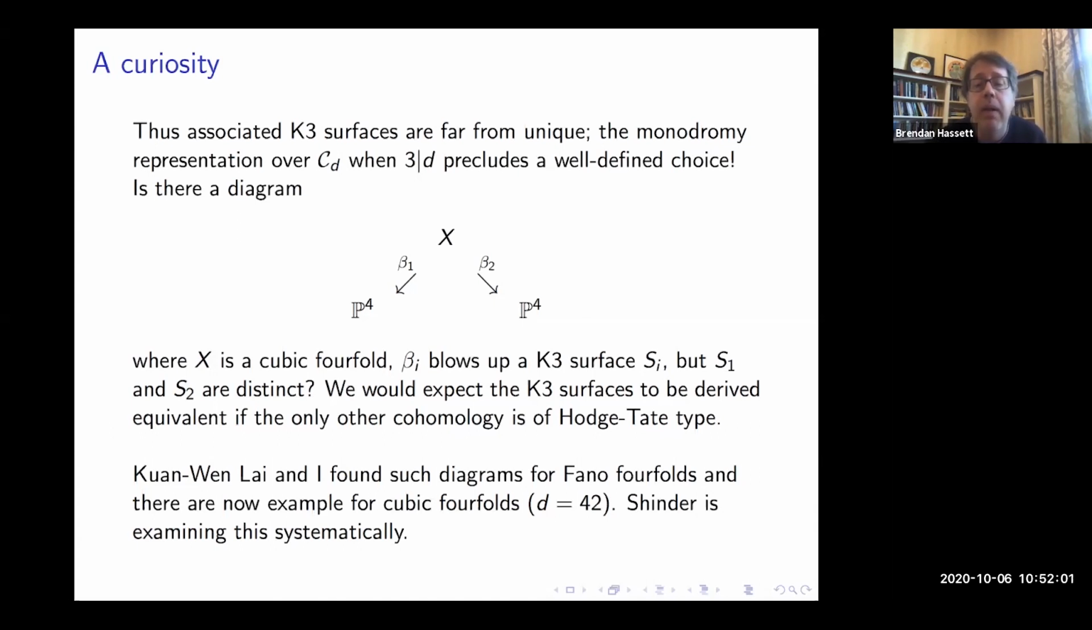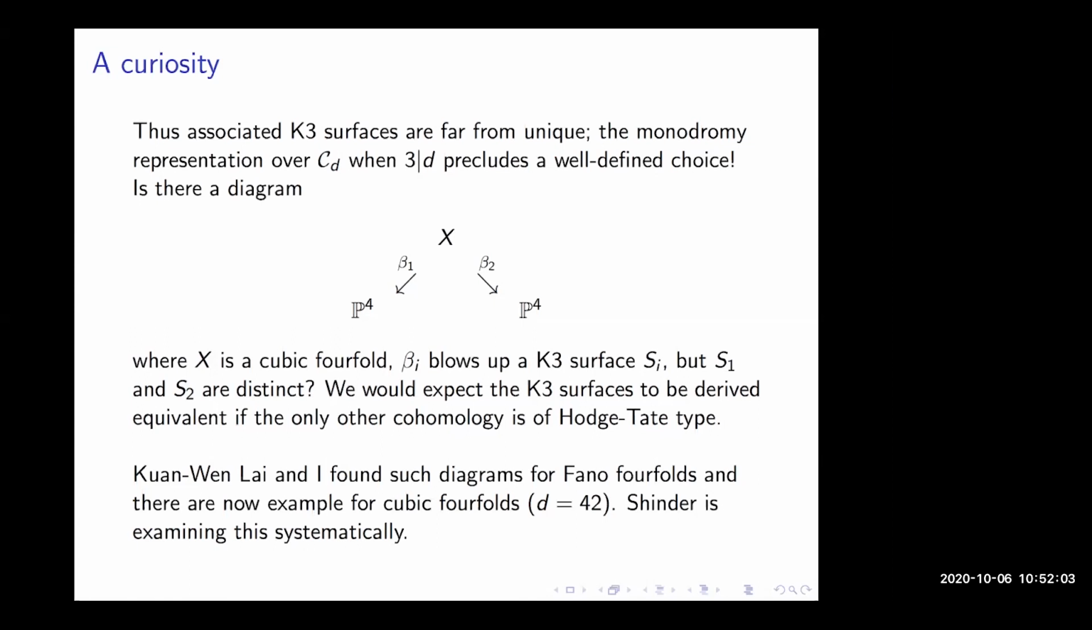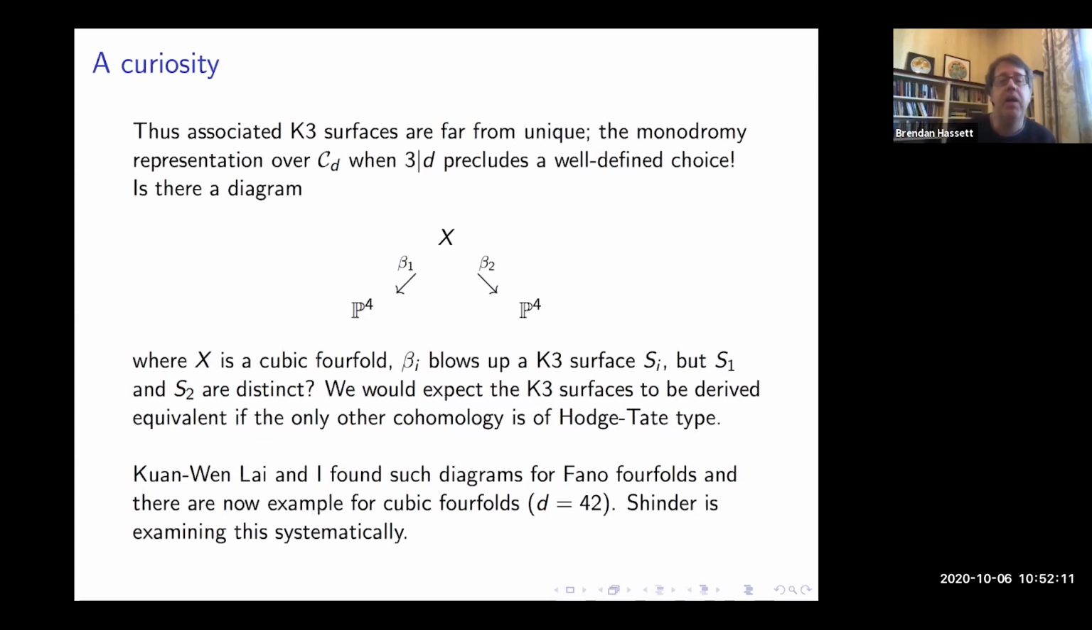Yeah, Brendan, I'm sorry, definitely you can't get a cubic fourfold by blowing up P4. You need to blow down something, right? Yeah, I'm sorry. So I would have to blow something down. So I guess here, let me say that X might be a suitable blow up of the cubic fourfold rather than the cubic fourfold itself.